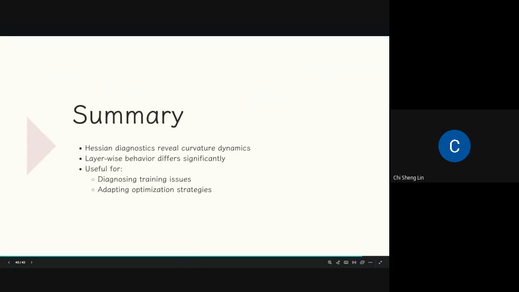So for the summary of the result, Hessian diagnostics offer valuable insight into how different parts of the network respond to optimization, and this understanding can guide improvement in training strategies such as adaptive step size or layer-specific regulation. Okay. Next page.